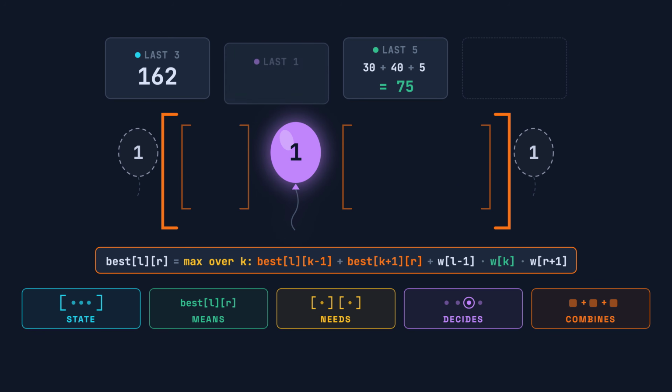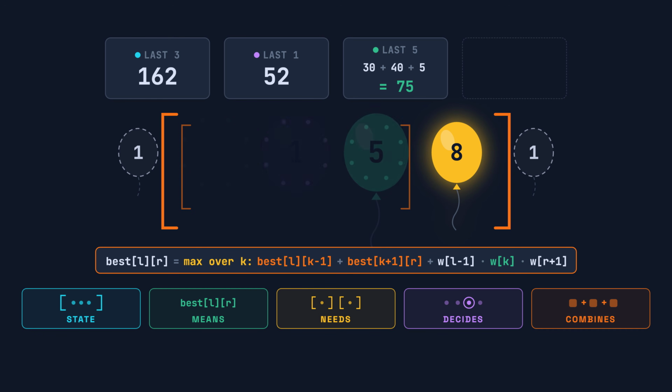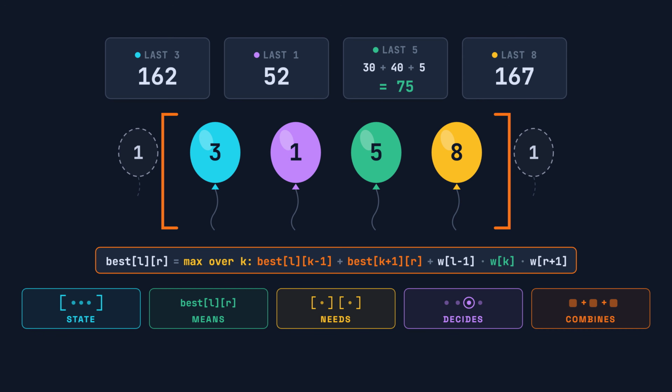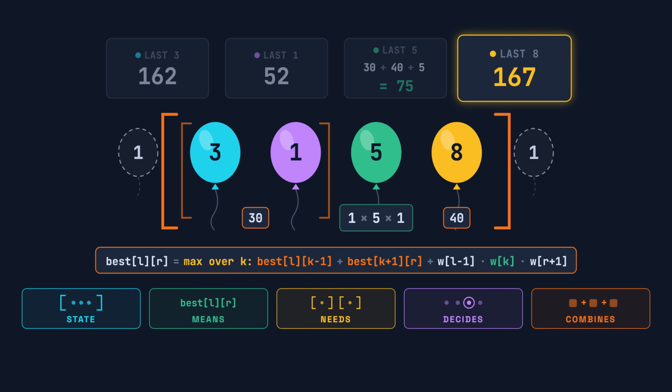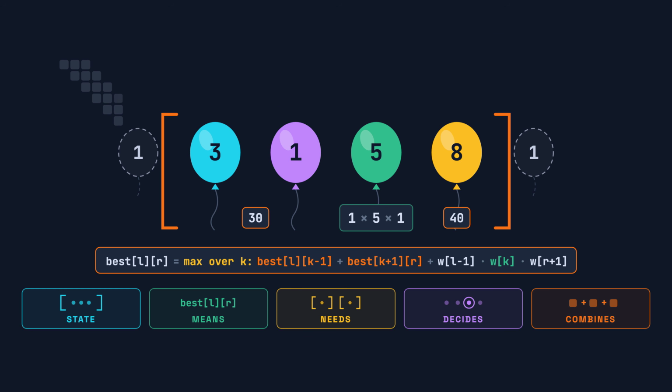If the 1 goes last, 52. And if 8 goes last, 167. For candidates, the best one is 167, so the 8 pops last. Each of those candidates leans on its own smaller pieces, exactly the way the 5 leaned on the 3 and 1. The table underneath is just every range's answer, built small to large.